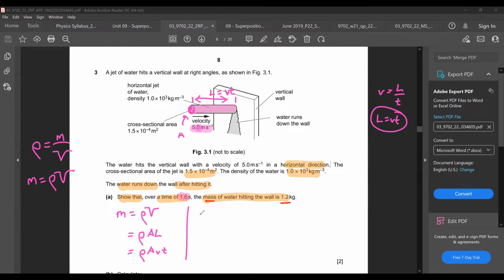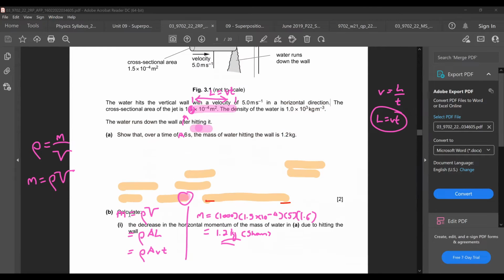And then from here, you can just straight away find your values. So density is 1,000. Cross-sectional area is 1.5 times 10 power minus 4. Velocity is 5. Time is 1.6. Times 5 times 1.6, you're going to get 1.2 kg. So this one is shown.